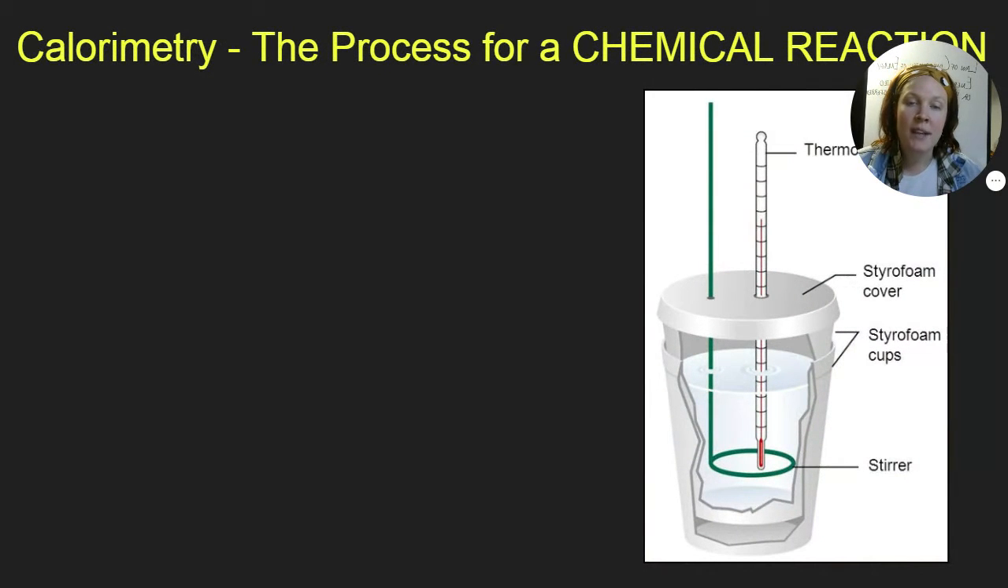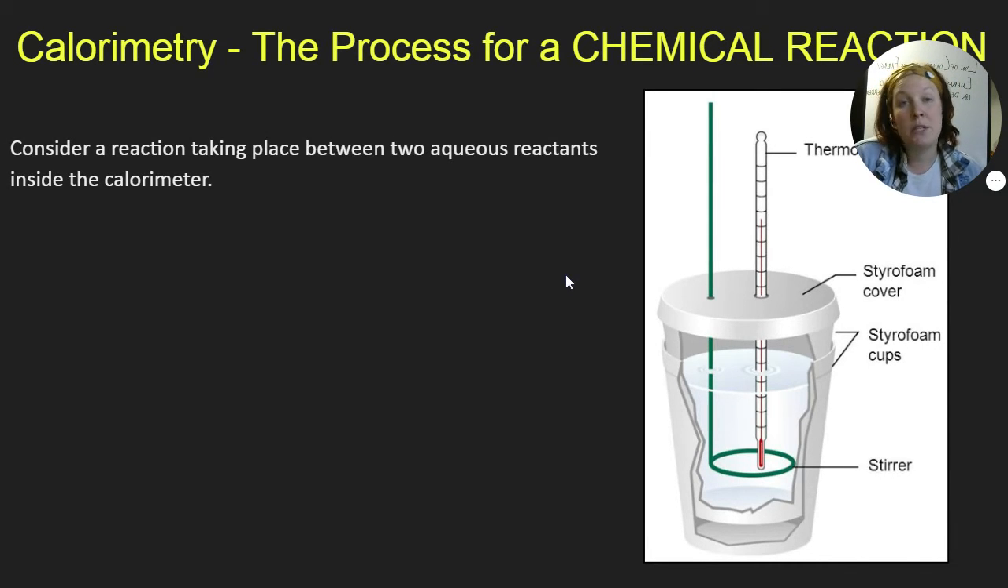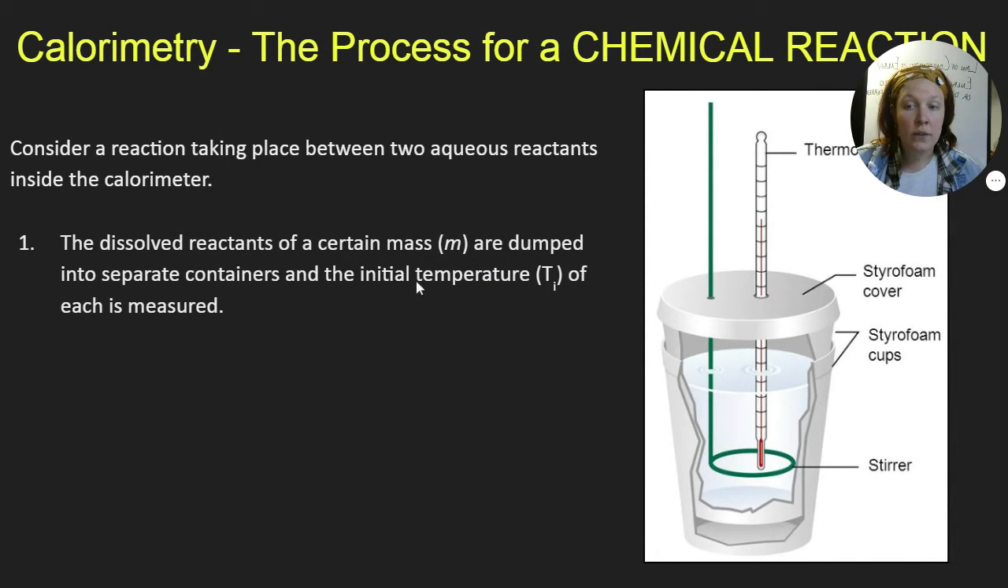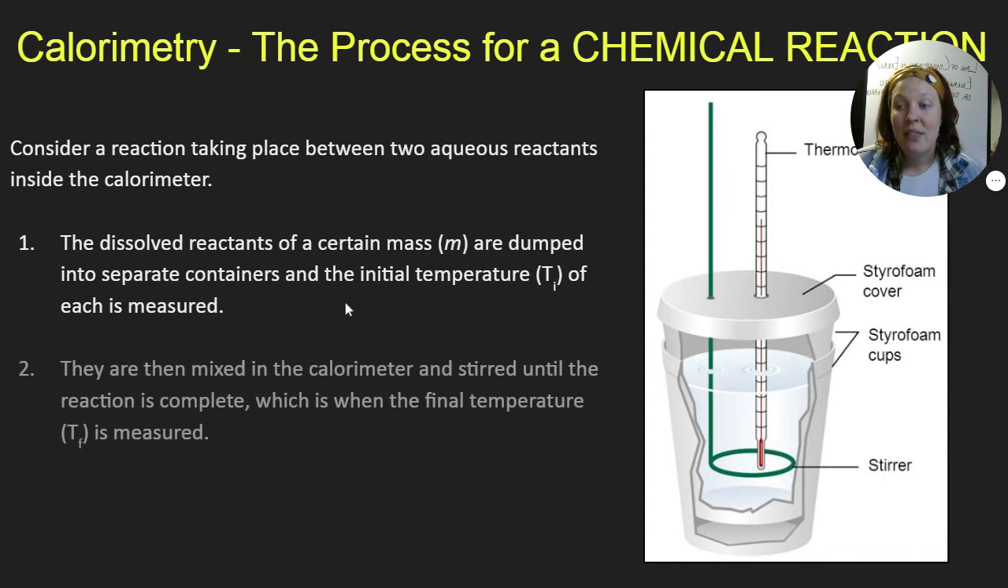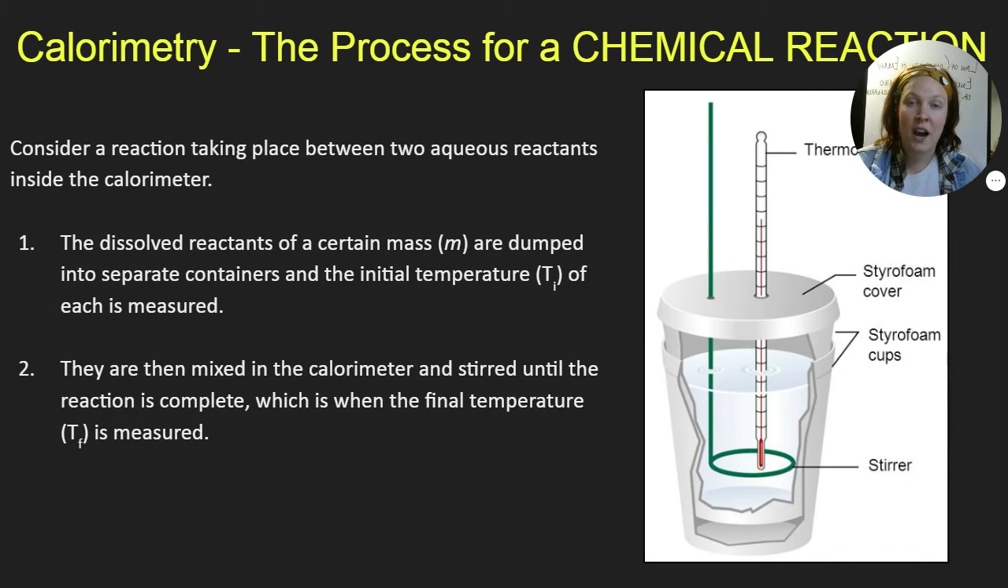If we were to do the same process but for a chemical reaction, we're not using solids, so it looks a little bit different. Consider a reaction taking place between two aqueous reactants inside a calorimeter. The dissolved reactants of a certain mass are placed into separate containers and their initial temperatures are taken first. Then they are mixed inside the calorimeter and stirred until the reaction is complete, which is when we record the final temperature. Again, this information can be used to calculate the specific heat of the reactants that we used at the beginning of the experiment.